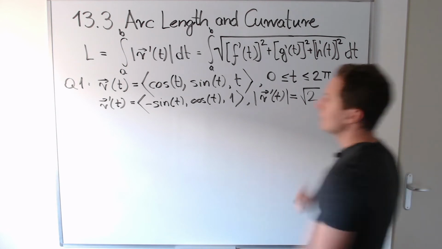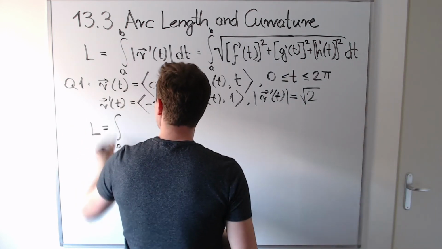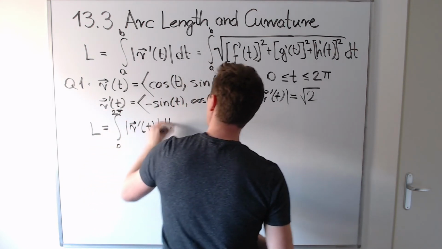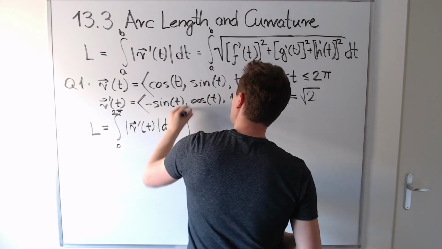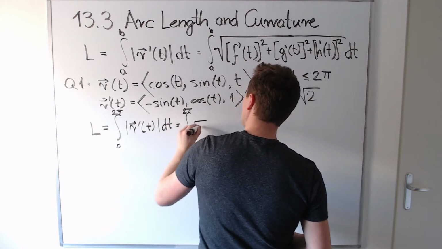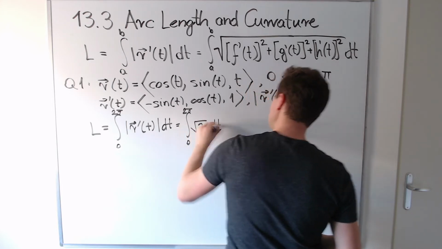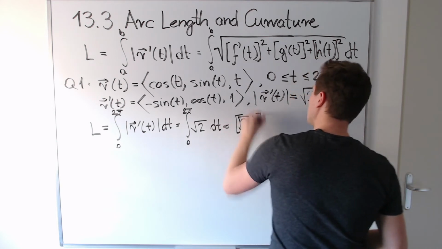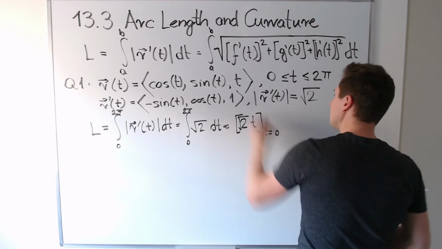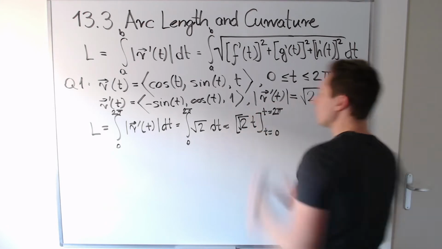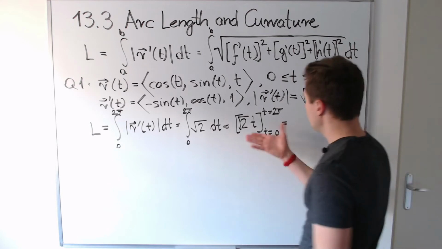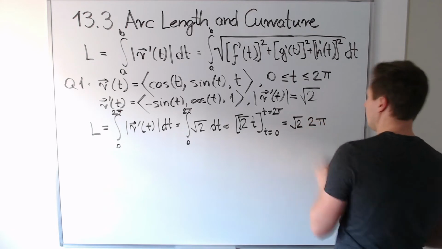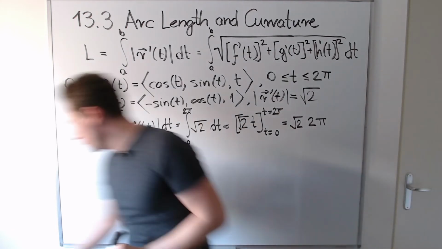So what we are integrating to get L is just root 2. So we are integrating a constant from 0 to 2 pi with respect to t. Well, that of course will give us root 2 times t. We can ignore the constant of integration because we are dealing with a definite integral. So this is going to give us, of course, root 2 times 2 pi for the length of the curve. So I hope you got that right.